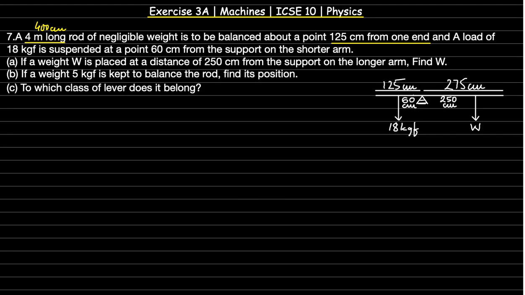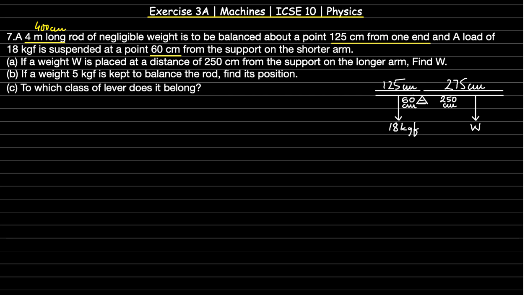So as you can see here, I have balanced it at this point here. So the fulcrum has to be 125 centimeter from one end, and that is how we got this 125. And a load of 18 kgf is suspended at a point 60 centimeter from the support on the shorter arm. That means it is at a distance of 60 centimeter from the fulcrum, because the support is nothing but our fulcrum here. So that is how we got this 60 centimeter here.